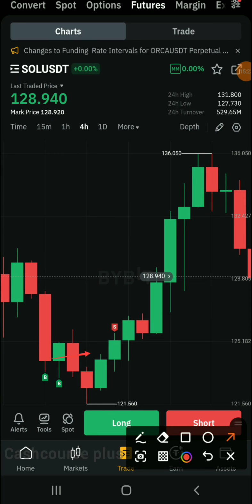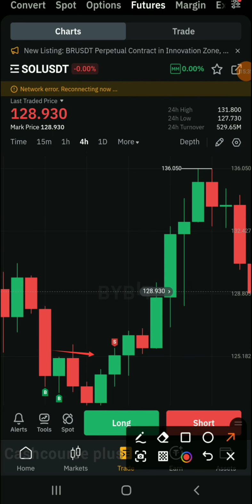Make sure that the wick is touching the body of the next green candle. Pay attention. Make sure that the wick, this green candle wick right here, is touching the body of this next green candle that just formed. This is a sign of a continuation.